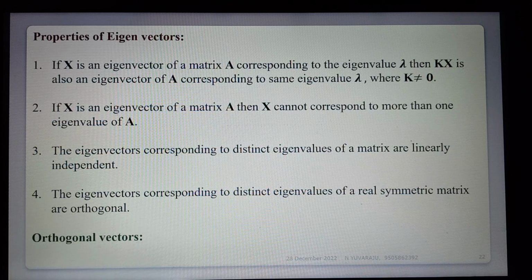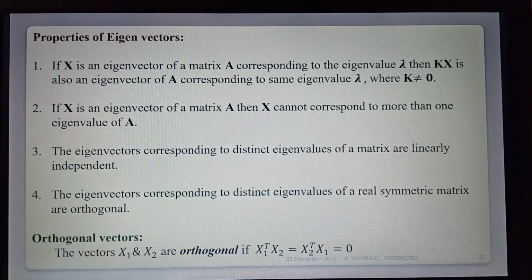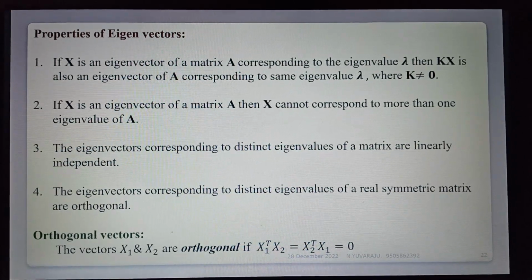Okay. So next, orthogonal vectors. The definition: the vectors x1 and x2 are orthogonal if x1 transpose x2, or x2 transpose x1, is equal to 0. If x1 transpose times the second vector x2 gives 0, or x2 transpose times x1 is equal to 0, then both vectors x1 and x2 are orthogonal vectors. Okay, these are the definitions.